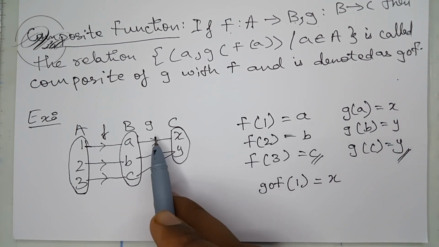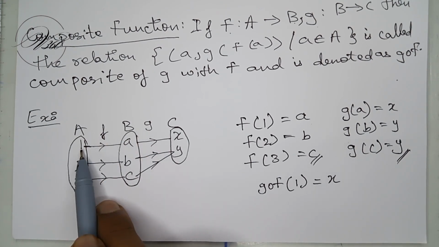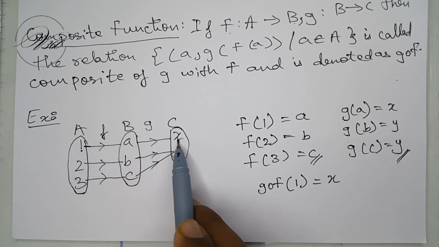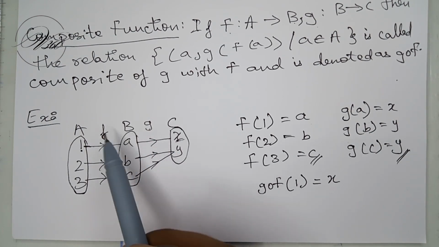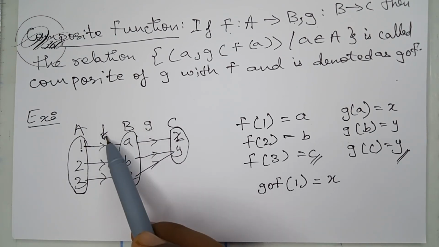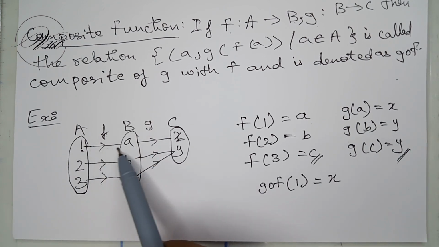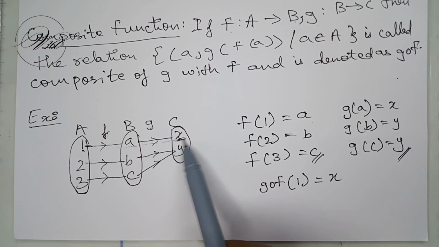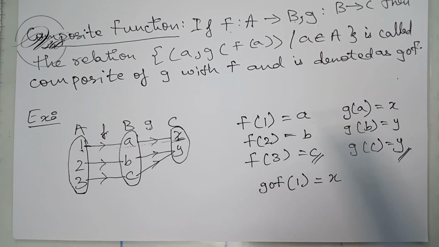How? Gof of 1: here f, then here g, this one, first row. At the end, what is the answer? x. So for 1, gof of 1 is equal to x.